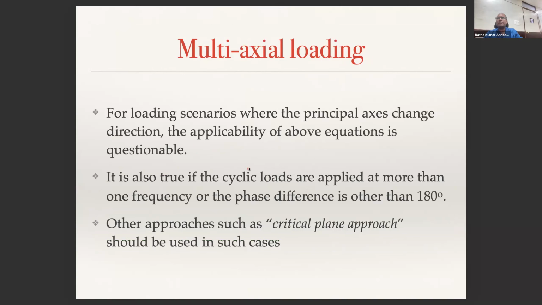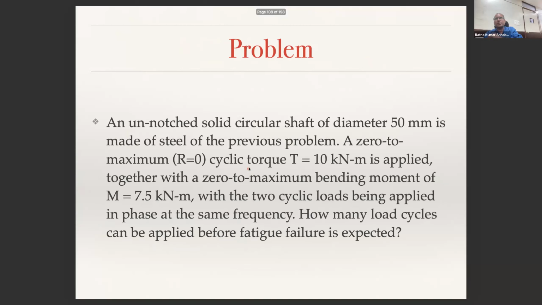And this is the simplest implementation, but we are not going to look at very complicated implementations. So let us look at this problem. You have an unnotched solid circular shaft whose diameter is 50 mm. I am talking about unnotched because when a notch comes, things become a little bit more complicated. We will look at the scenario of what happens when you have a notch, very similar to what you call the static case.